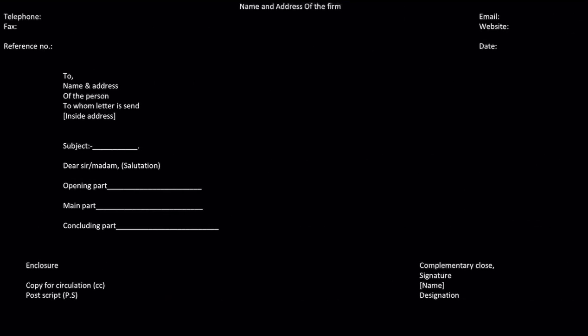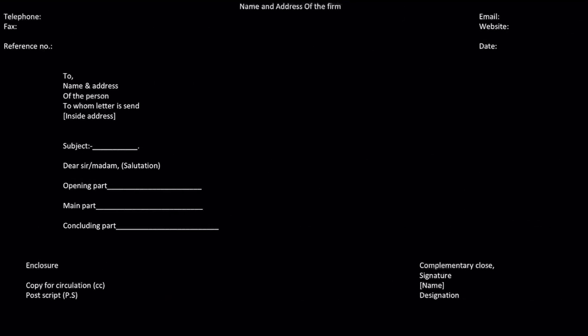Then copy for circulation: if the same letter has to be circulated to some other person, that has to be mentioned in copy for circulation. And then next is postscript. Postscript is whatever you have not written in the main script of the letter. Main script means the main paragraph or concluding paragraph. Whatever you have forgotten to mention, you may write it in the postscript.